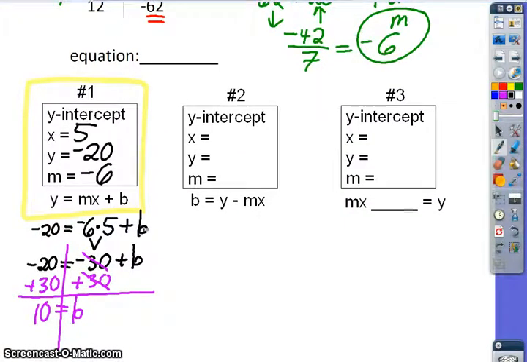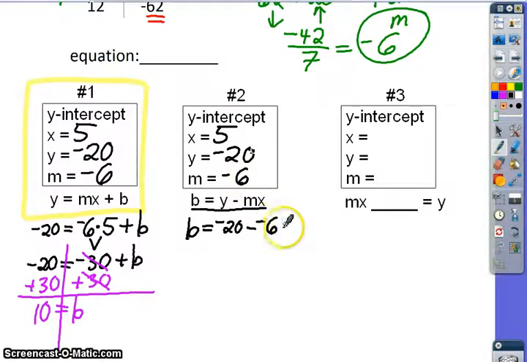So our second method, again, I'm going to use x is still 5, y is still negative 20, m is still negative 6. I'm going to use this formula to do it now, okay? Which I think might be what you were asking me. So b, I don't know. Y, I know it. It's negative 20. Minus m, I know that. It's negative 6. X, I know that. It's 5 times 5.